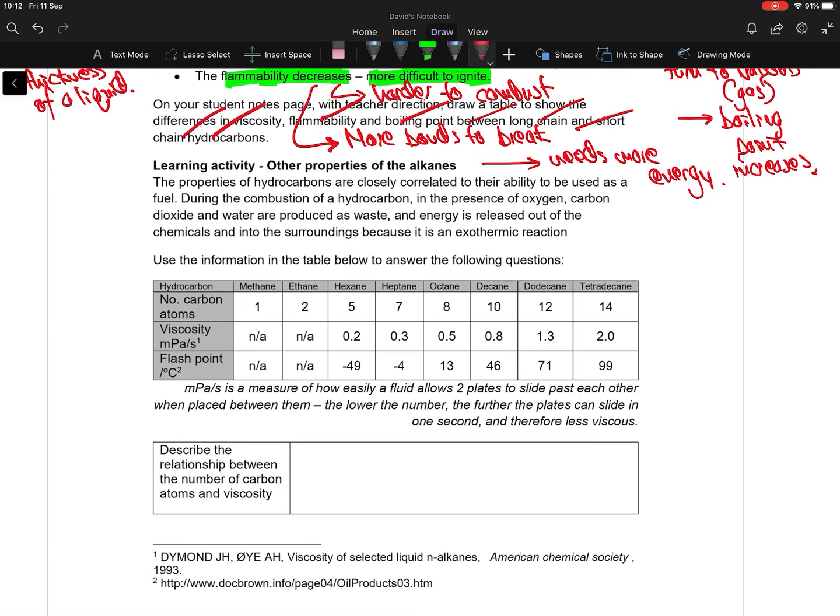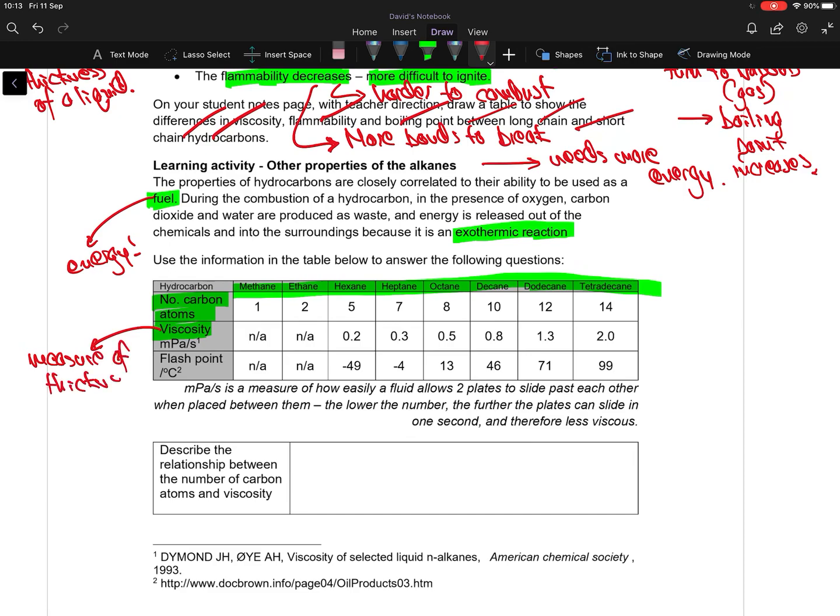The properties of hydrocarbons are closely related to their ability to be used as a fuel. What do fuels give us? It's energy. Now, during combustion of a hydrocarbon, in the presence of oxygen, carbon dioxide and water are produced as waste, and energy is released out of the chemicals into the surroundings, which makes it an exothermic reaction. Now, use the information below to answer the following questions. You've got the number of carbon atoms, their names, a measure of their viscosity, a measure of thickness, and also a flash point temperature. This is the point where vapours form, where they become gaseous.